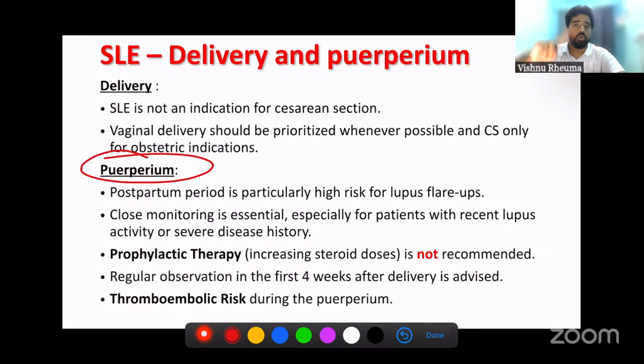So as I told you, lupus will flare or increase during your pregnancy. RA will improve during your pregnancy, right? But during your postpartum period, in your puerperium, both SLE and RA, mainly SLE more than RA, will flare up. So close monitoring is essential to look for all the domains that might be involved. Prophylactic therapy is not recommended. You don't need to increase immunosuppression. Thromboembolic risk will be there, and for at least 4 weeks you should monitor the patient carefully.